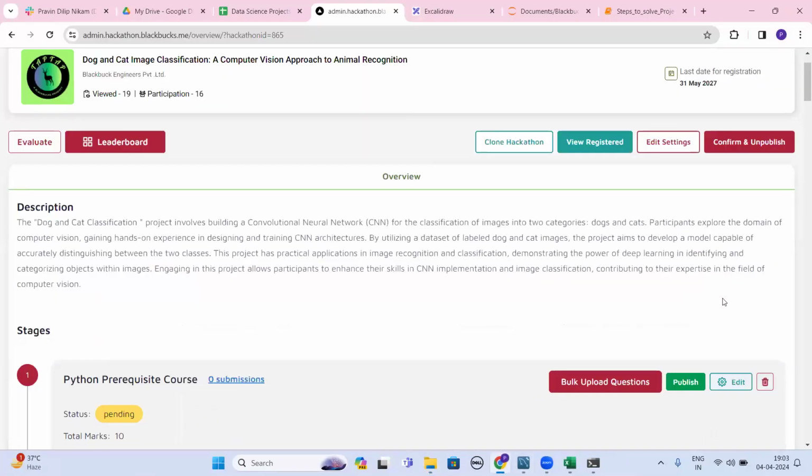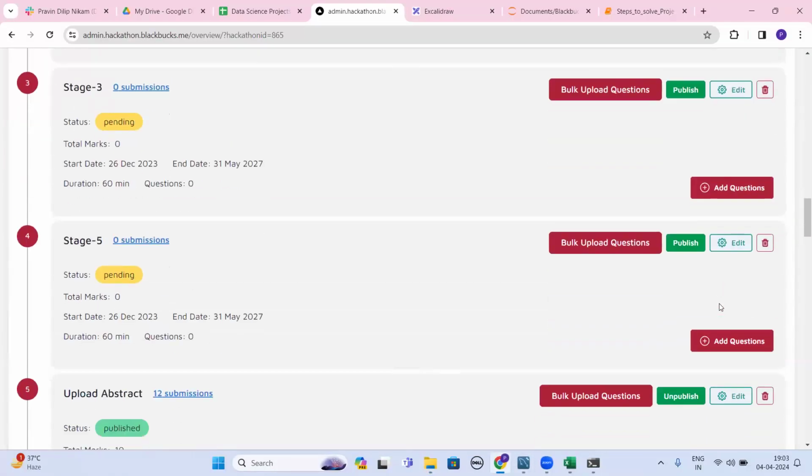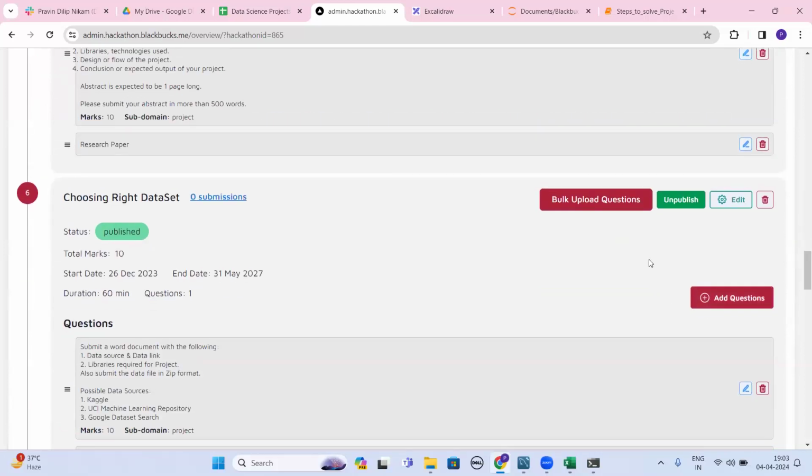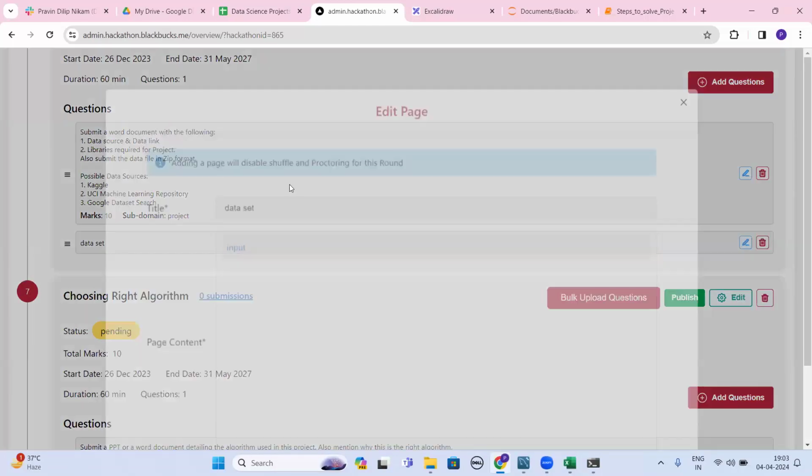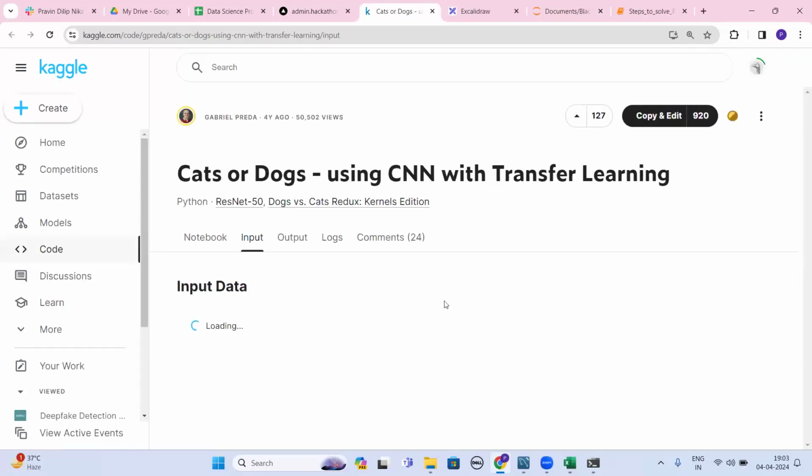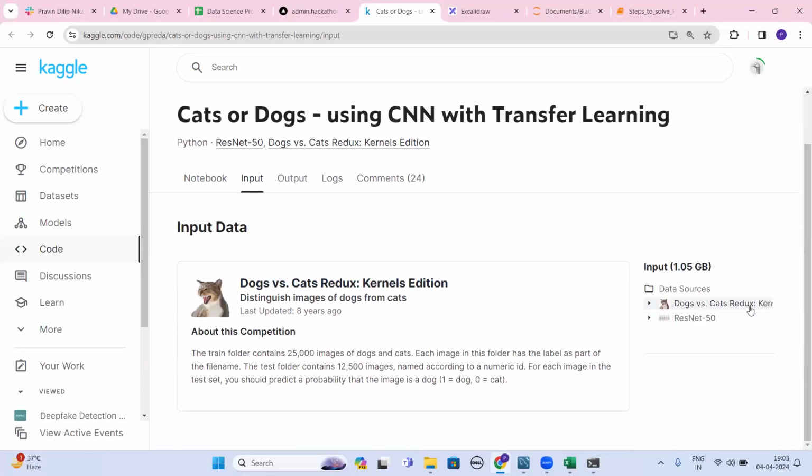I think the raw data for this again is available from Kaggle itself. Data set, input, and then this data is available from Kaggle only. So the input data is basically the images. And ResNet is something like, image data is very expensive, computationally very expensive in size and everything. So CNN with transfer learning is something that they have employed over here.